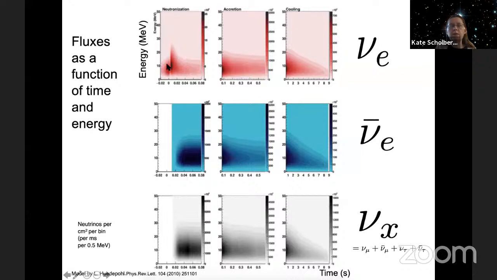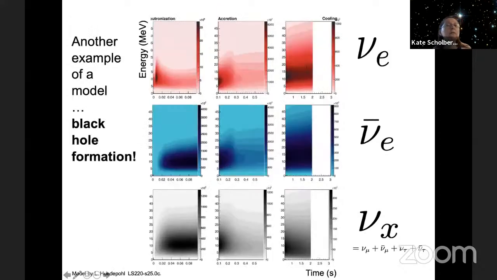And so here you see the bright neutronization burst in electron neutrinos, and then the slow cooling over 10 seconds in the last set of 3 vertical panels here. And here's another example, and this is a different model, but this is a model where, in fact, there might not be a big visible supernova, but there could be a black hole formed.